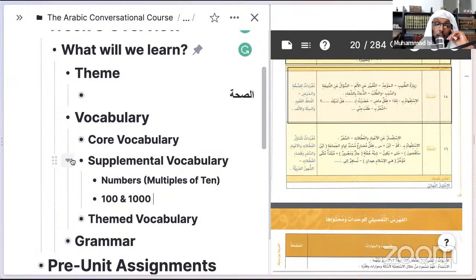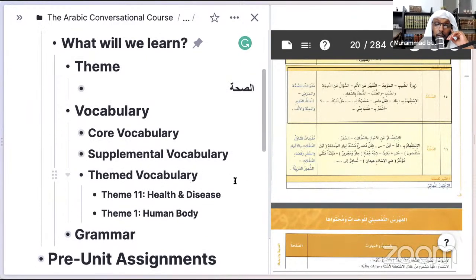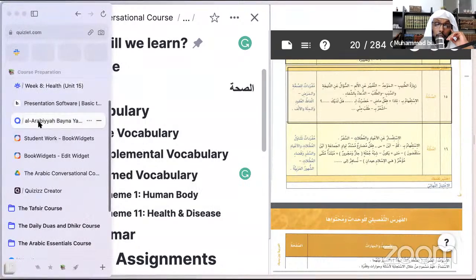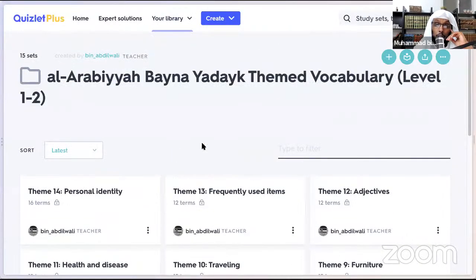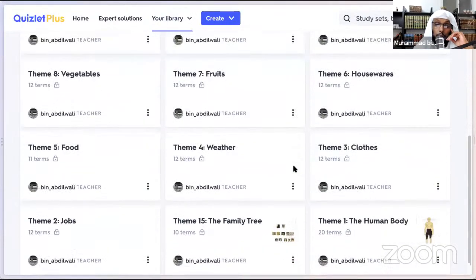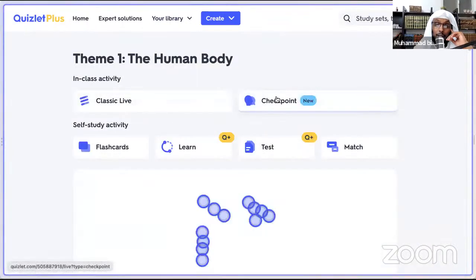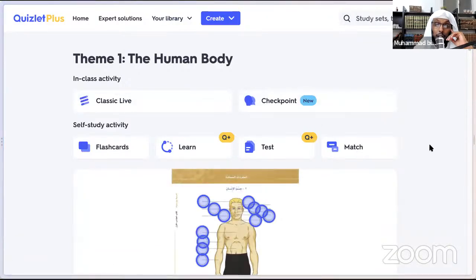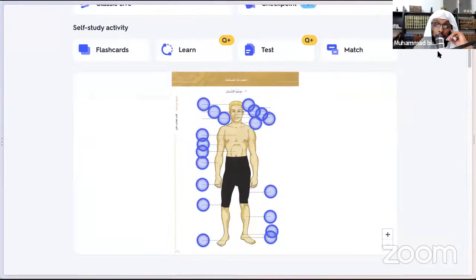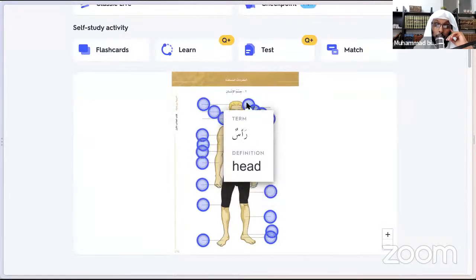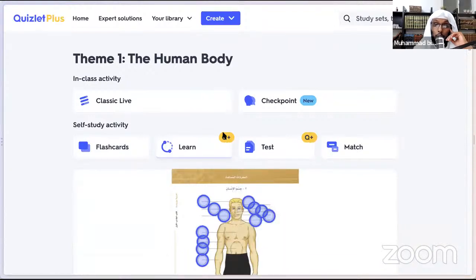In terms of themed vocabulary, I advise you to go back and benefit, or to check and benefit from theme 1, human body, and theme 11, related to health and disease. Obviously, they're both available on Quizlet under the themed vocabulary list. Specifically, the human body one, we might use that today for our quizzes, if you like, quizzes live as well, because it's very interesting, as you can see, the way it deals with everything, okay? It's a bit different from your normal flashcards.